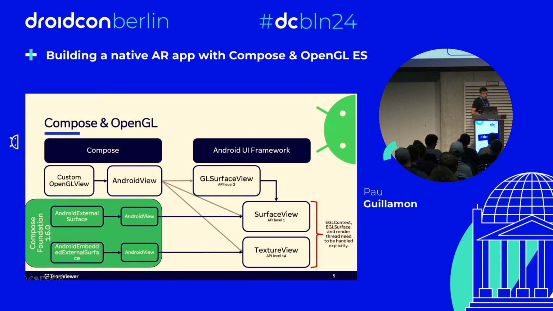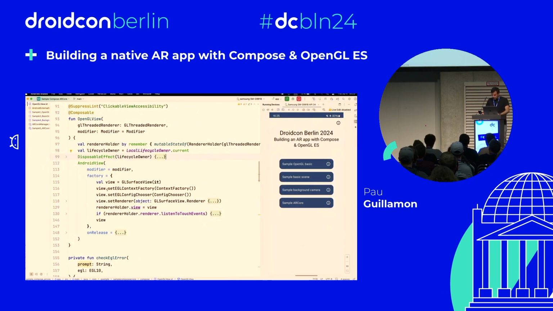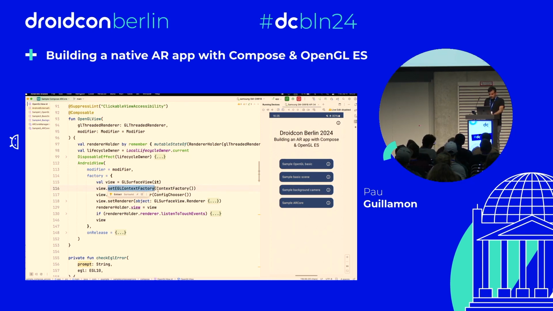Let's quickly check some code. In this sample I've prepared, this would be one way of implementing this custom composable using the GL surface view. So we have the Android view, and internally it creates a surface view. If you have ever worked with the GL surface view, you might be familiar with the calls to set EGL context factory, set EGL config chooser, and finally set renderer.